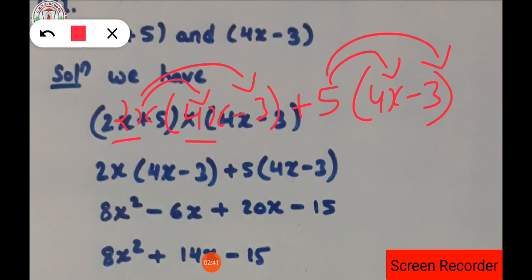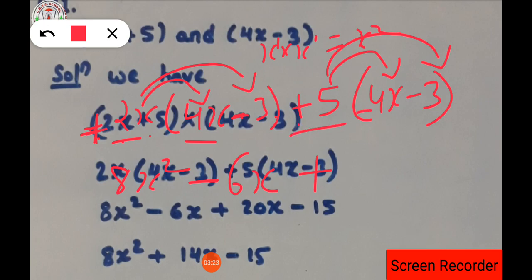So when 2 and 4 multiply, it will become 8, and x will multiply with x. That means the bases are the same, isn't it? So x to the power 1 into x to the power 1 will be x to the power 2, using the law of exponents that I had already taught you in the previous video. So 1 plus 1 will be 2, so x to the power 2 will be there. So 8x square. Then 2x is in the form of addition, so plus, and here 3 is in the form of minus. So plus and minus is minus, so the minus sign will come here. Then 2x into 3 will be 6x. Clear?